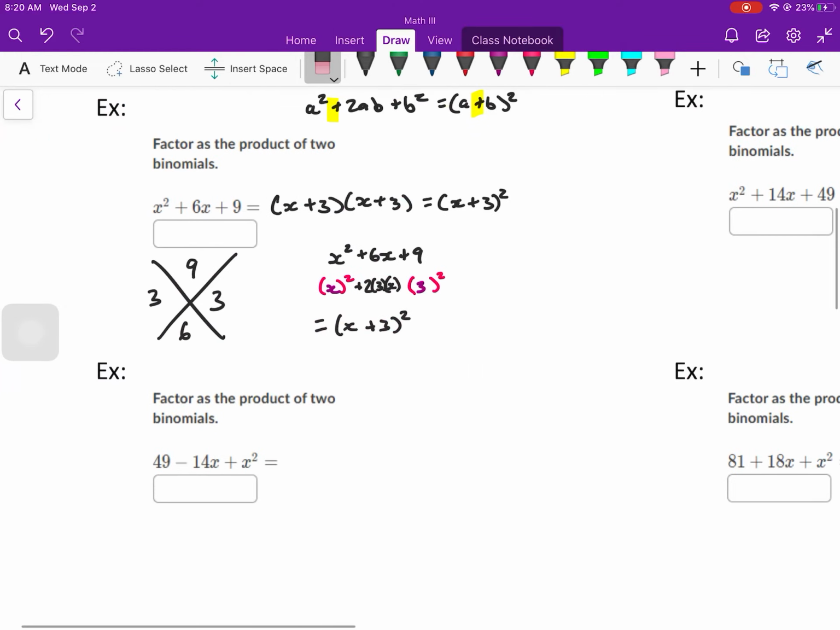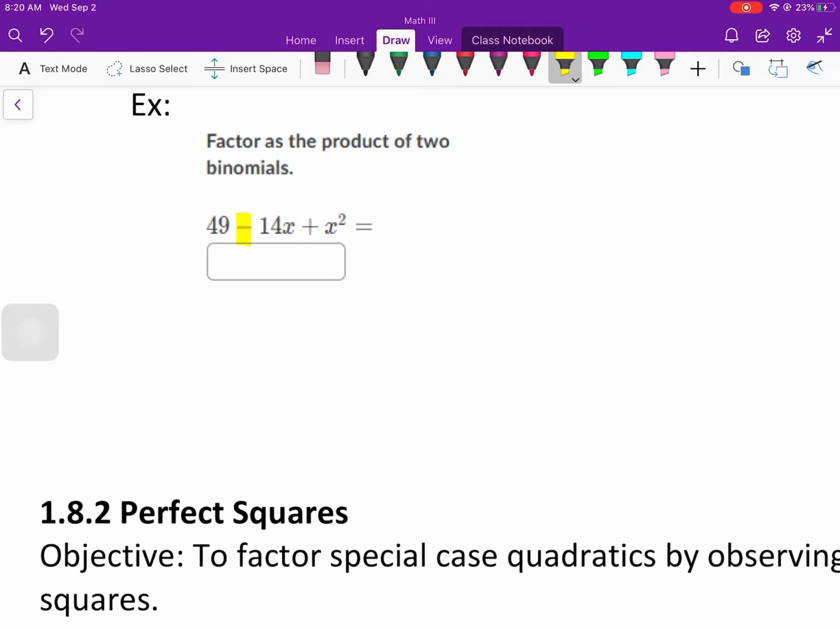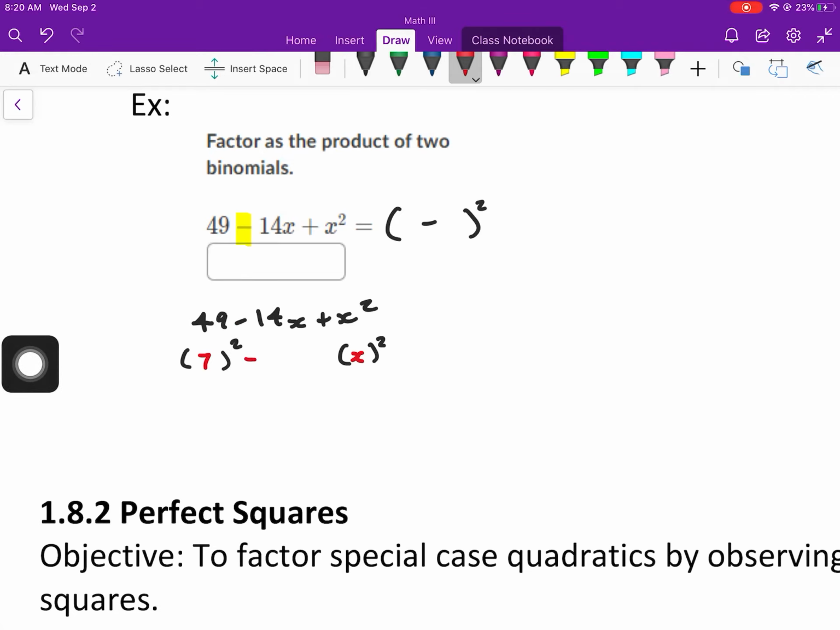All right, so looking at these, it kind of rearranges things. Now remember I told you, look at this sign right here. That's the sign it's going to take. So it's going to be a minus b squared. So let's figure out what a and b are. So let's see if we can write this as something squared. So 7 squared and x squared. So that's good. Is the middle could be written as the product of those two? Yes, so we're good there. So a is 7, b is x. So 7 minus x squared. Remember, it's a minus because of what I highlighted there.